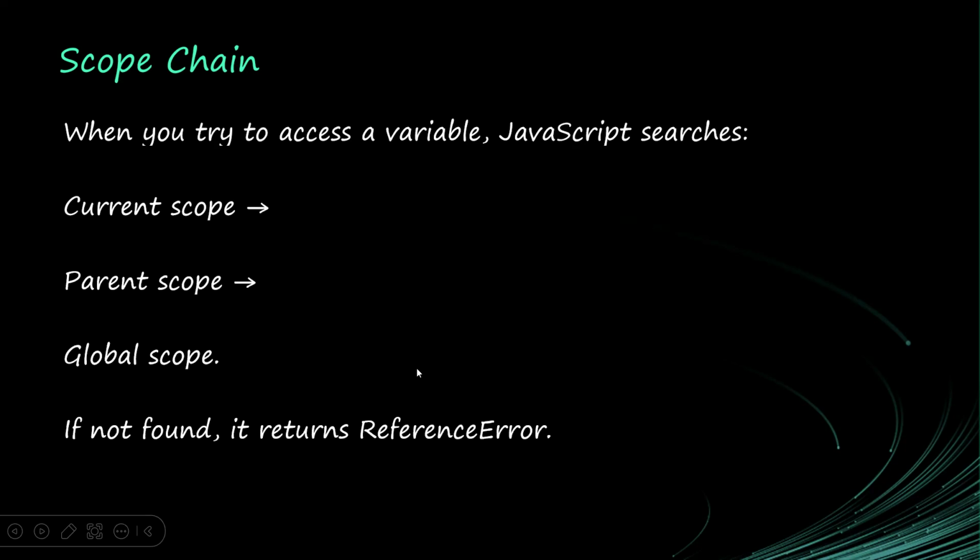So first of all, JavaScript will start from the current scope. If it cannot access the variable you're trying to access in the current scope, it will go to the parent scope and look for it there. If it does not see it, it will now go to the global scope. And if it does not see it there, it will throw an error, a reference error.